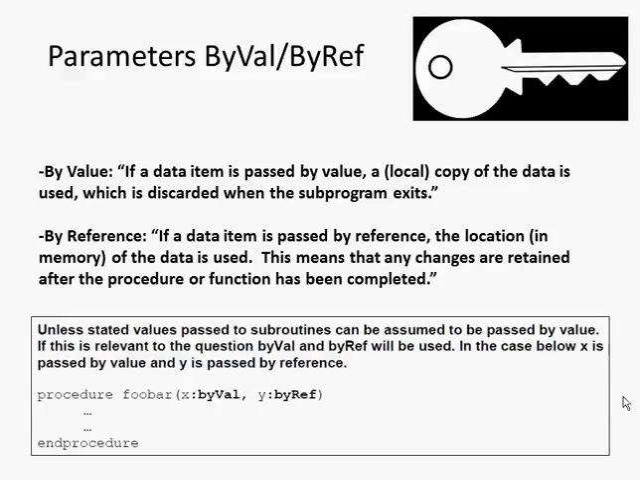This is taken from the pseudocode guide from the exam board. So unless stated, values passed to subroutines can be assumed to be passed by value, and that's the default for VB.NET as well. If this is relevant to the question, ByVal and ByRef will be used. In the case below, X is passed by value and Y is passed by reference, and that should be pretty straightforward for people to see there.